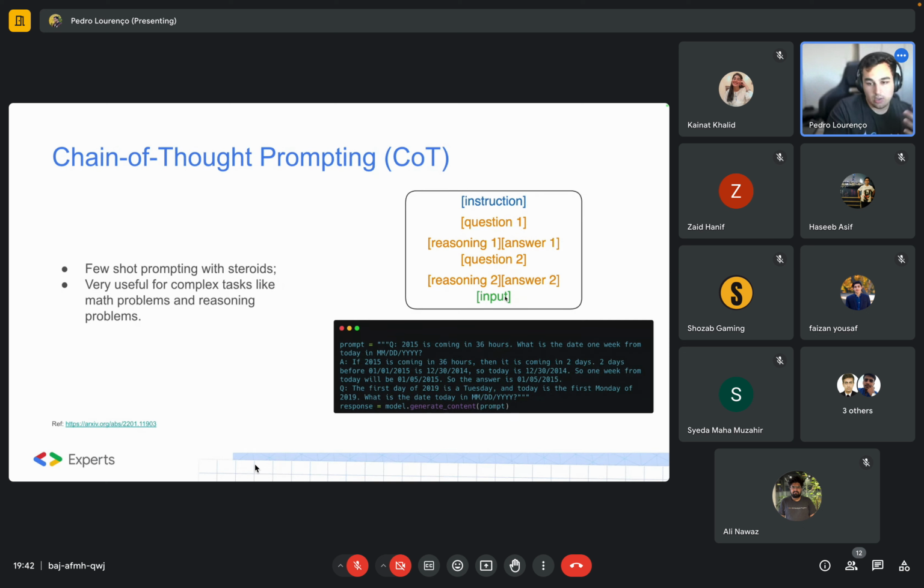And here's an example. So you have the question. I will show you on the Colab. Then you have the answer, and the answer here is the explanation, the reasoning, and again the answer. Then you have your input, and you expect the model to reason about your question and come up with the right answer. So going back here, I have the same idea.